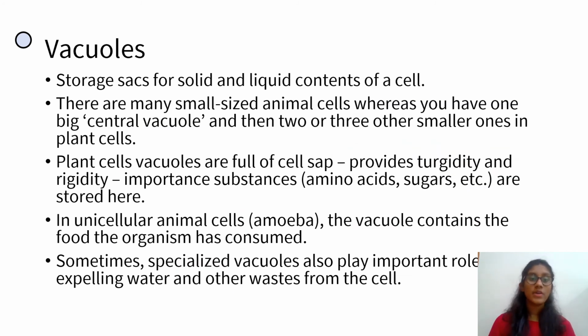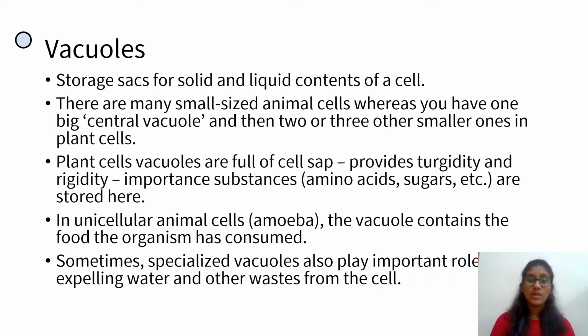Now what are vacuoles? Vacuoles are simply storage sacs for solid and liquid contents of a cell. There are many small-sized vacuoles in animal cells, whereas you have one big central vacuole and then two or three other smaller ones in plant cells. Plant cells' vacuoles are full of cell sap, and this cell sap provides turgidity and rigidity. They also contain important substances such as amino acids, sugars, etc.